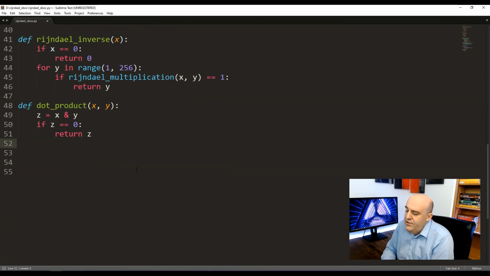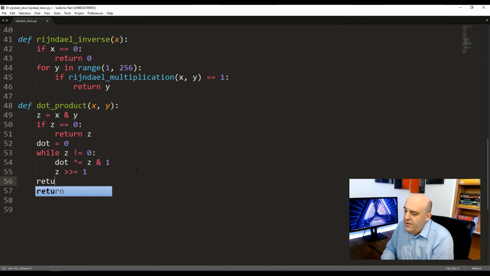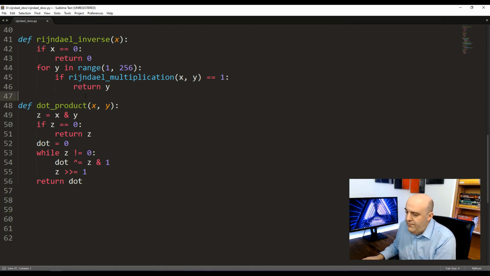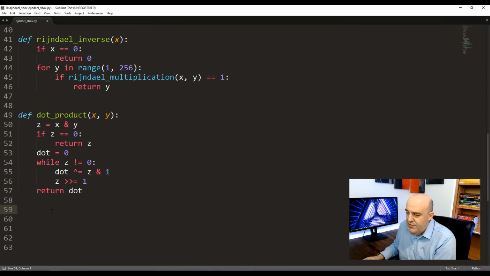And initialize our variable dot to be 0. And then just cycle through the bits of z, and access the least significant bit each time by doing z AND 1. And then just XOR that onto the value of dot. That's how you take the XOR addition of all the bits of z. And then you just return the dot, the value of the dot product. We're going to have to write a function to do affine transformations, which involves a matrix multiplication. So writing a dot product function is worthwhile.